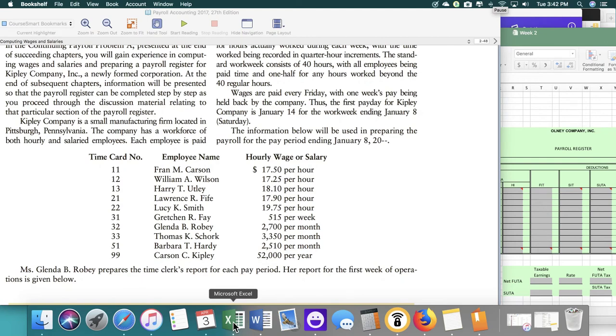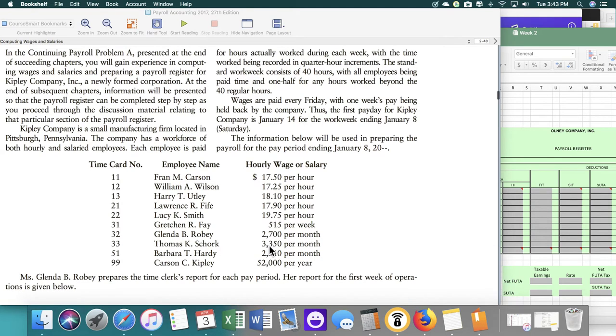Everybody, this is the first part of the video for the continuing payroll problem. Since you have to complete part B, I am doing the video over part A. Basically the information is the same. It's just different amounts, but everything else is the same.